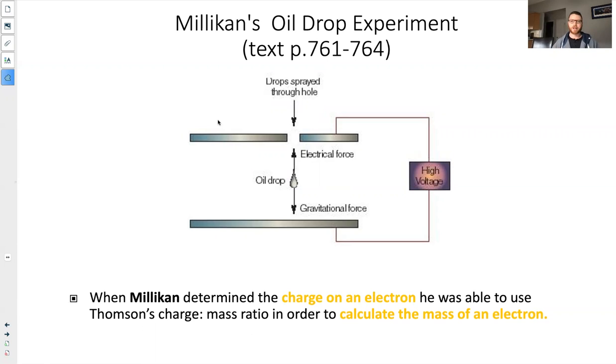Based on the strength of the electric field, he could control the rate at which the oil drop would fall, up until the point at which the oil drop was not accelerating. At this point, when it was not falling, he knew that the electric force was equal to the force of gravity, right? That's recall from Unit B.